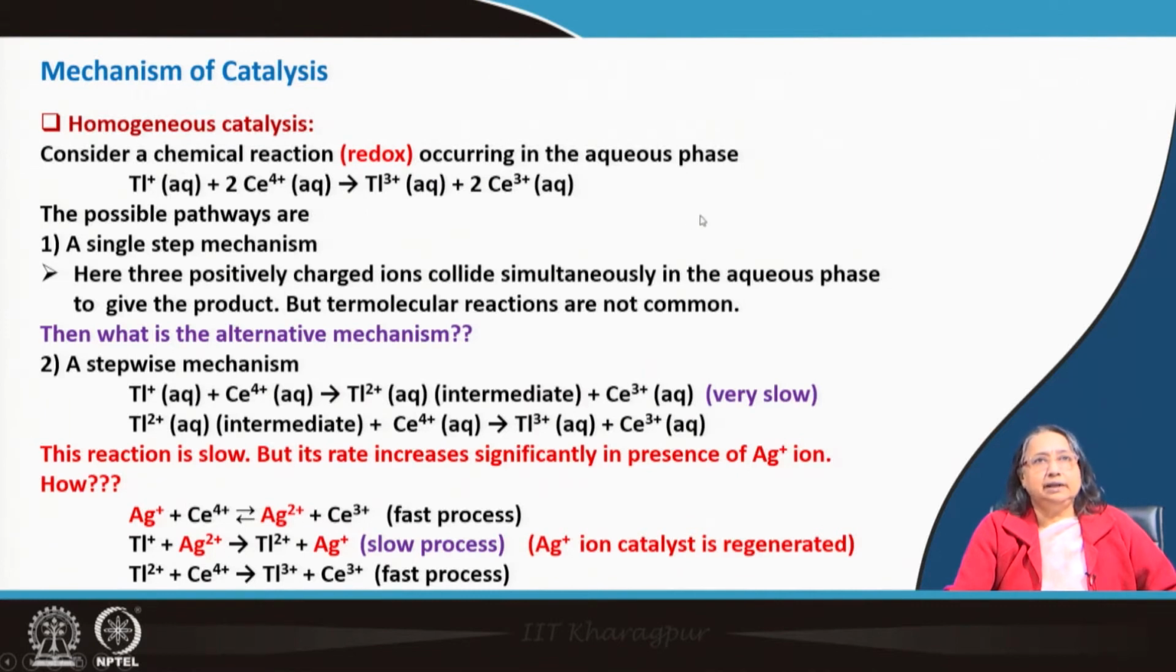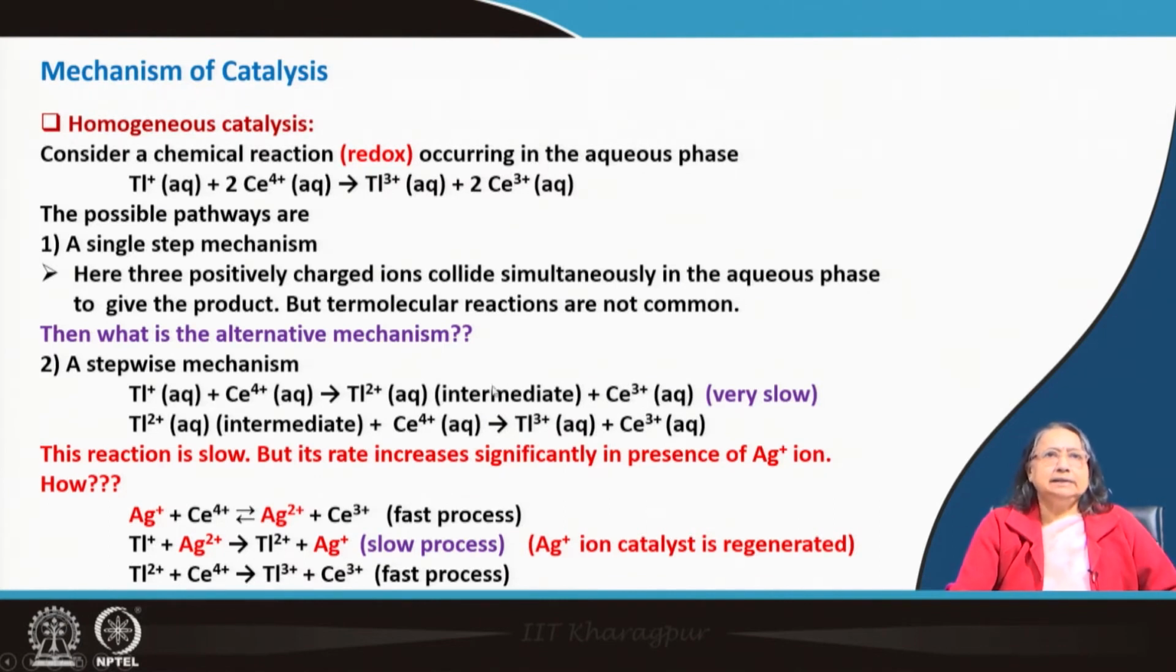Then what is the alternative mechanism that we can think of? Instead of a single step mechanism, we can think about a stepwise mechanism. What is that? This is the first step. Say for example, thallium plus cerium 4 plus is giving thallium 2 plus. This is an intermediate because it is not appearing here. Thallium 2 plus is not there. So, even if in one step we think that it is produced, we have to think of another step where it will be consumed. So, it is an intermediate, and then cerium 4 plus is going to cerium 3 plus.